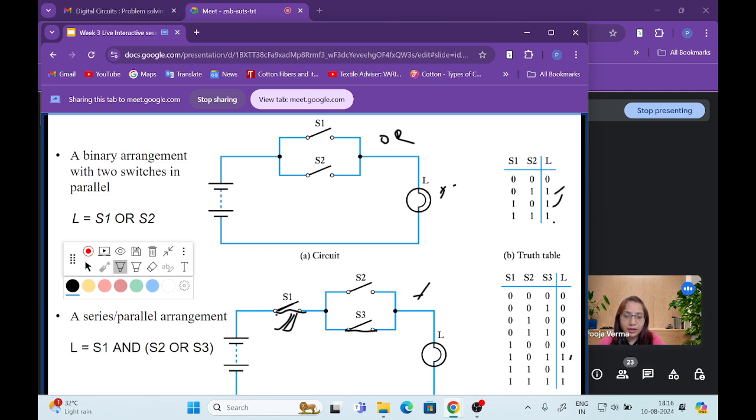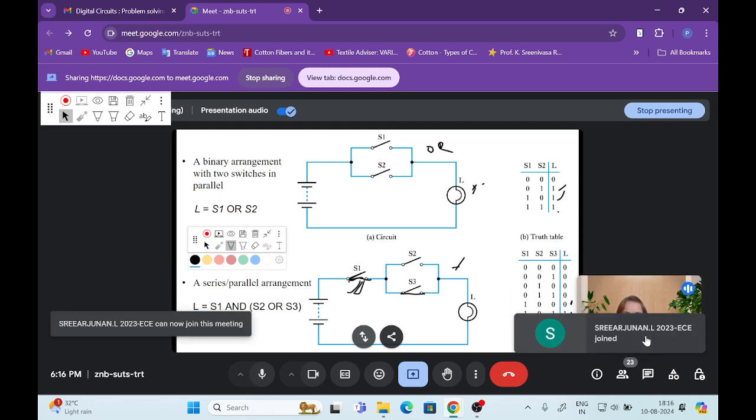Okay, in one situation, 0 0, if both are open, the current will not flow. In that case it will be 0. In all other cases it will be 1 only. So these are some simple binary arrangements: series connection, parallel connection, and series and parallel connection.